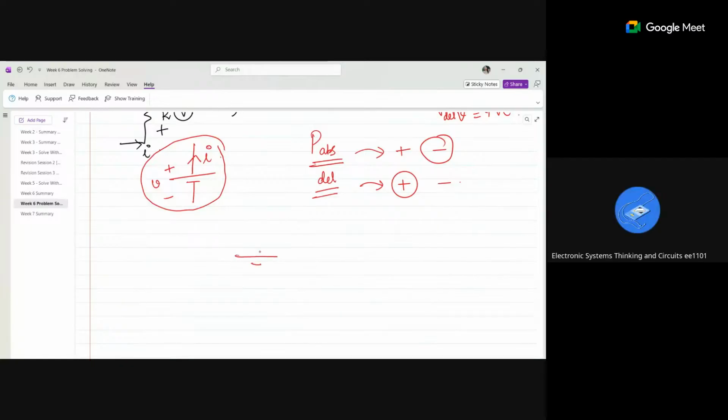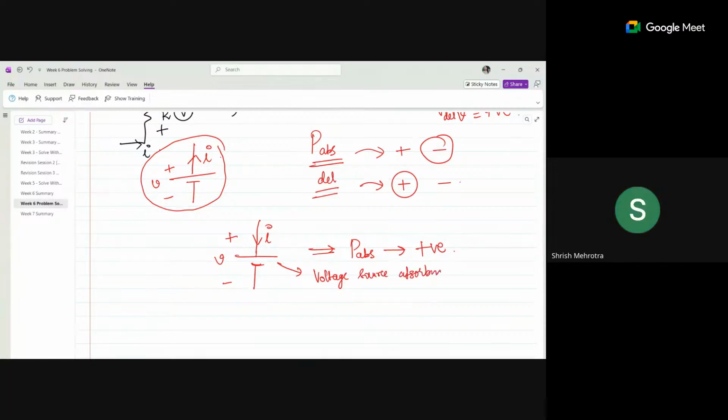Now, again to confuse, I will ask one question. There is a voltage source and the current is going inside the voltage source and coming out of the negative terminal. What is the power absorbed? Is it positive or negative? Sorry, it will be positive, because the voltage source is actually absorbing the power. Yes, now I got it.